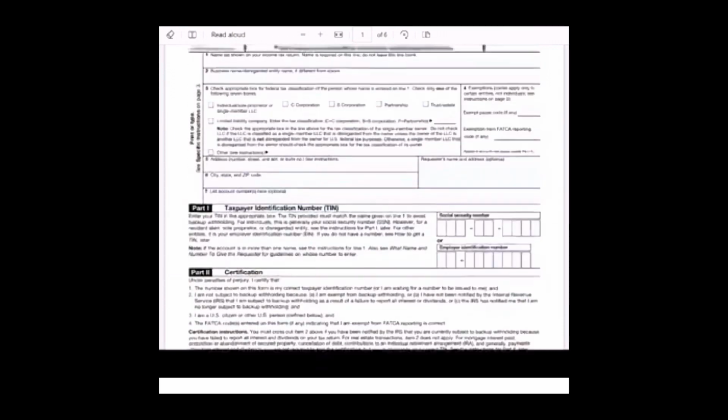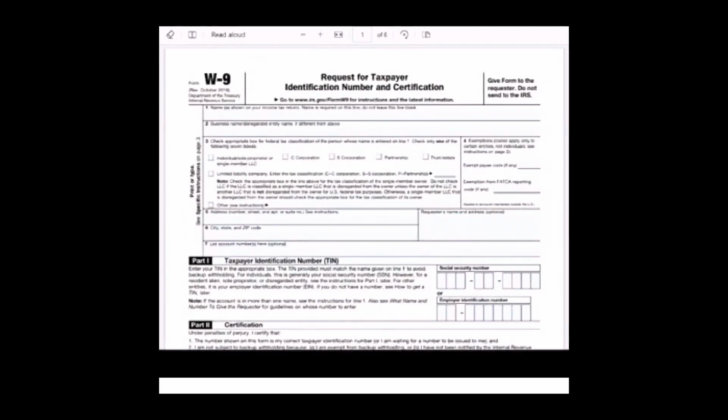These are typically good for 1 year, so you should just update it yearly with your owner operator and keep one on file, because every time you sign up with a broker or even directly with the shipper, you're going to need this W-9 form complete.